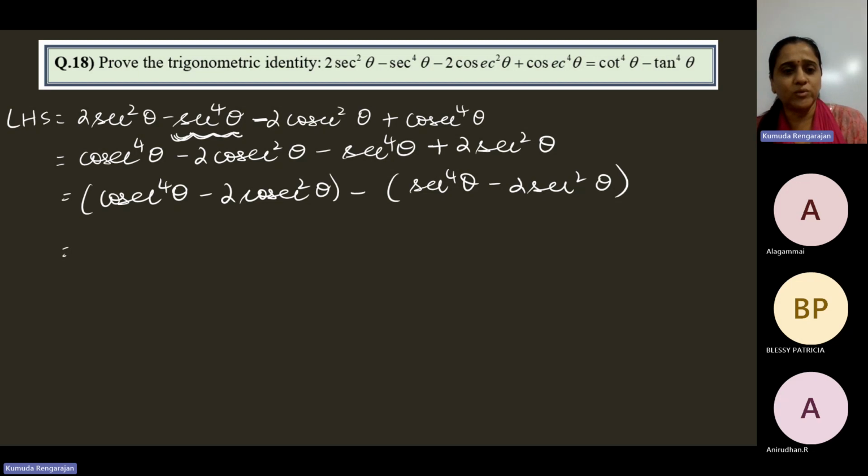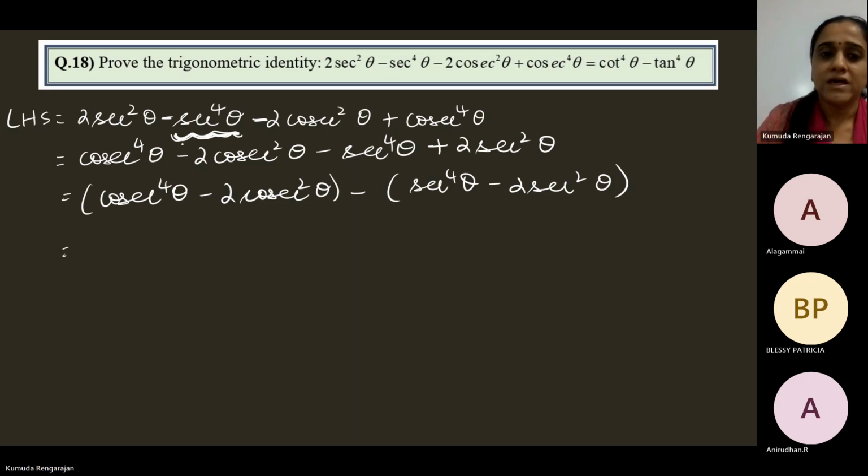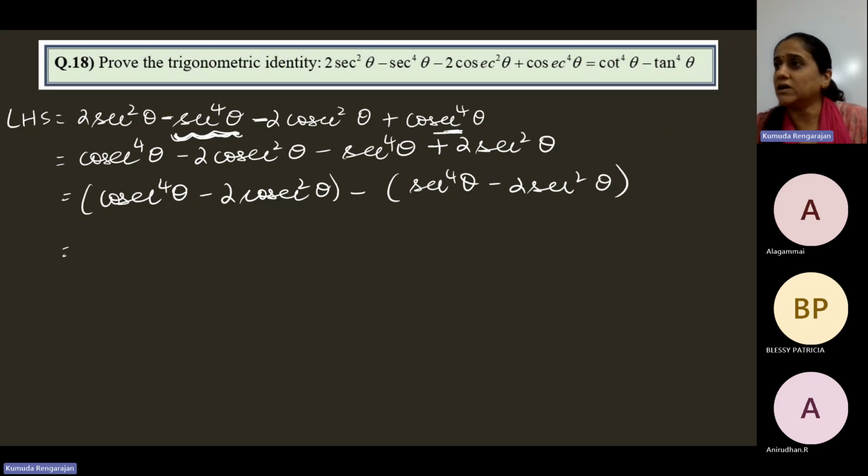But here, if you look at this as a perfect square, the sign is minus. So it should be a plus. But here we have cosecant theta to the power 4, which is positive. So we just write this one first because it's already with a positive sign. If you look at this as a perfect square and the sign is positive, we'll write that first.